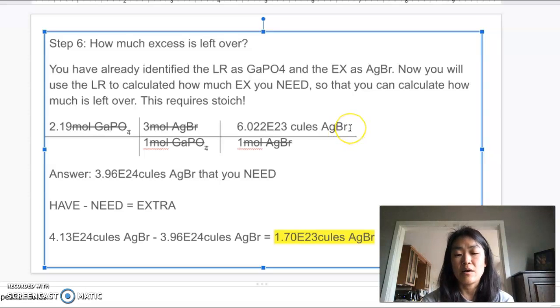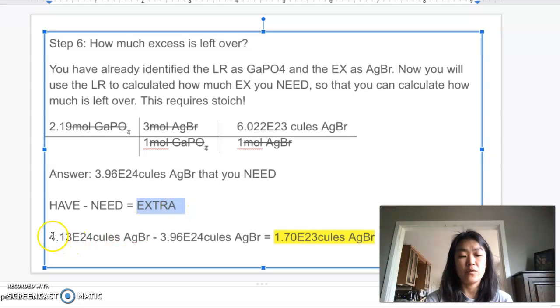So that means we need to calculate our excess reactant in molecules, because if you recall, we had a formula called have minus need equals extra, and we use that to figure out how much excess reactant we have. So it's how much excess reactant do we have? That's the number that was given to you in the problem, minus how much excess reactant we need, and that's what we're calculating right now. And then when we subtract those two, that's how we find out how much excess reactant we have that's extra.